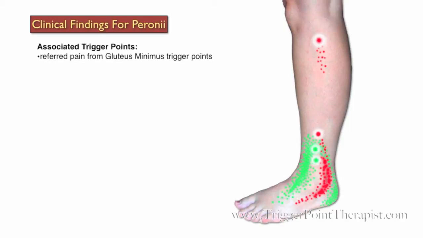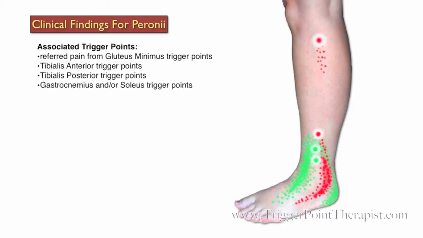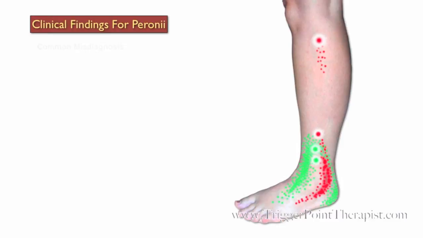The referred pain from the gluteus minimus trigger points commonly activates Peronii trigger points. And trigger points in the tibialis anterior, tibialis posterior, gastrocnemius, and soleus are functionally related to the trigger points in the Peronii muscles. Some common misdiagnoses for active Peronii trigger points include ankle sprain and lateral compartment syndrome.